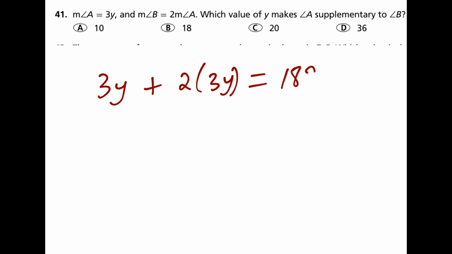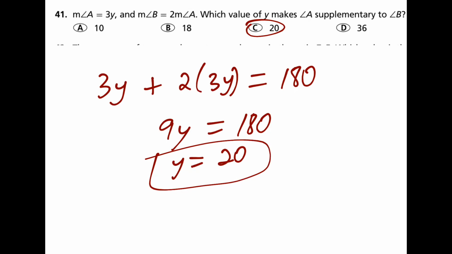For 41, they give us the measure of angle A and B and want to know what we can plug in for y to make these two angles supplementary. So we want to know in what case will 3y plus double 3y equal 180. And if we add like terms and divide, we get 20.